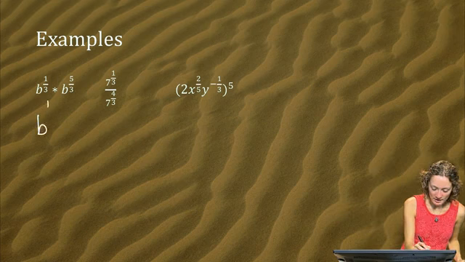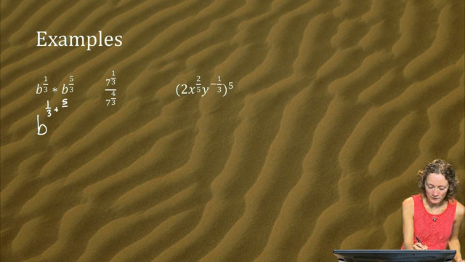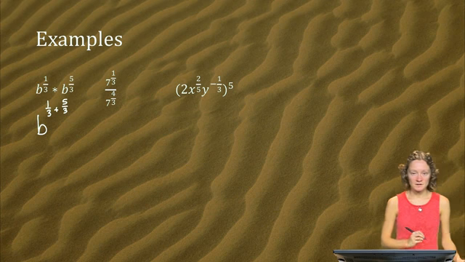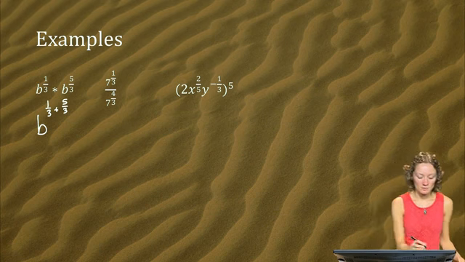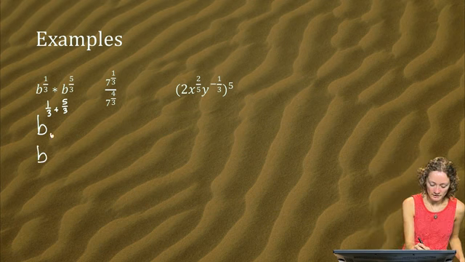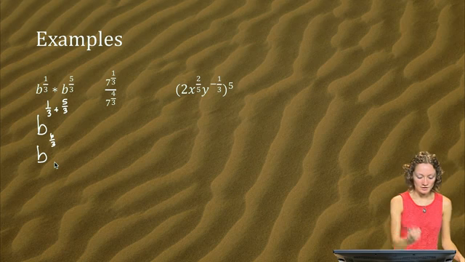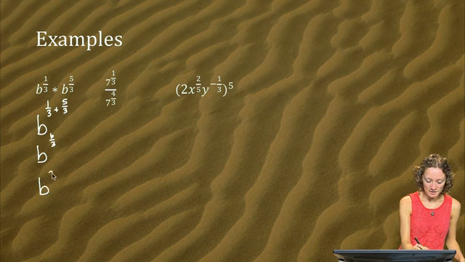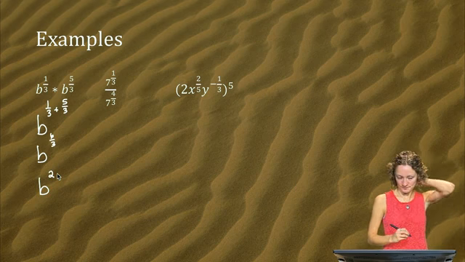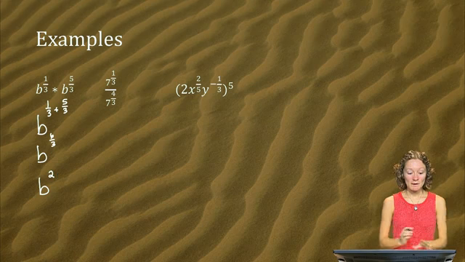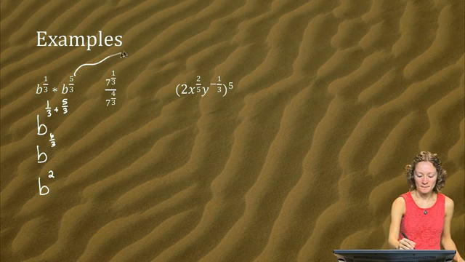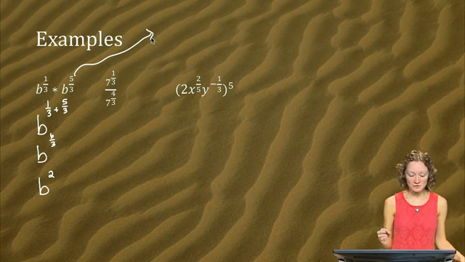So this becomes b to the 1/3 plus 5/3. You can add those together because they have a common denominator. That gives us 6/3. And 6/3 simplifies to 2. Now you might be wondering if you can do it the other way, which would be making the change. And the answer is yes.